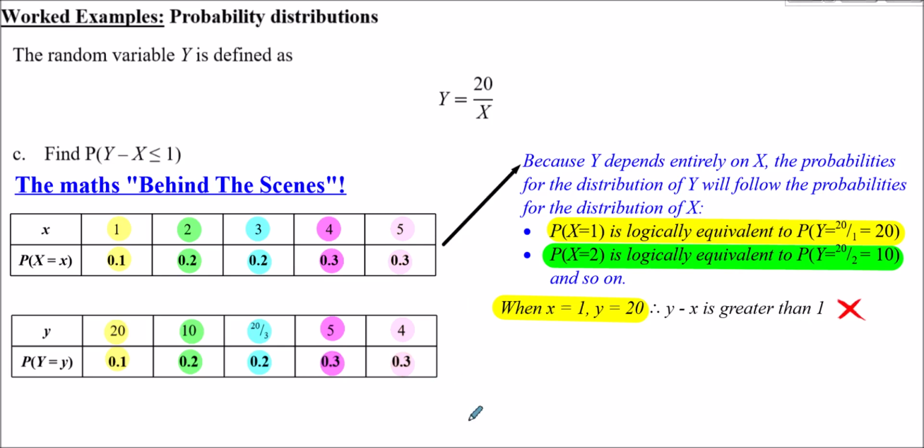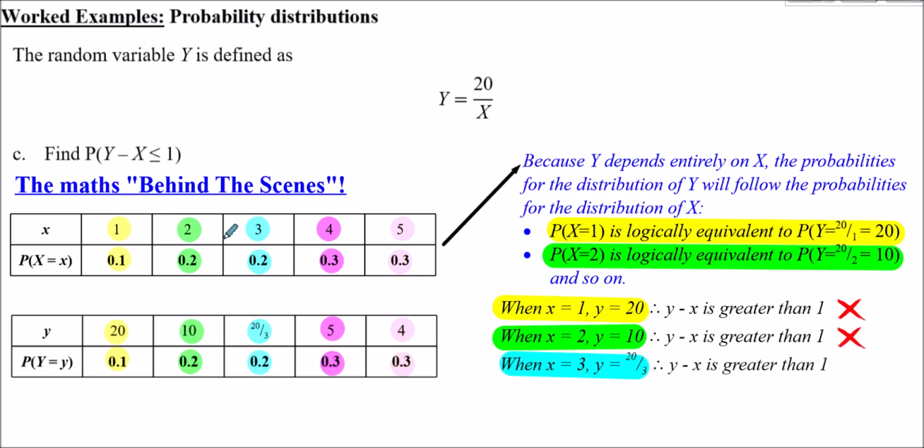Let's try when x is 2. Well, when x is 2, that makes y equal to 10. But again, 10 take 2 is 8, which is not smaller than or equal to 1. So again, y minus x is greater than 1. That still doesn't satisfy this inequality. So that's no use. Next, when x is 3, that correlates to our y being 20 over 3, which is about 6.67. So 6.67 minus 1 is 5.67, which is certainly not less than or equal to 1. So again, this is still no good.